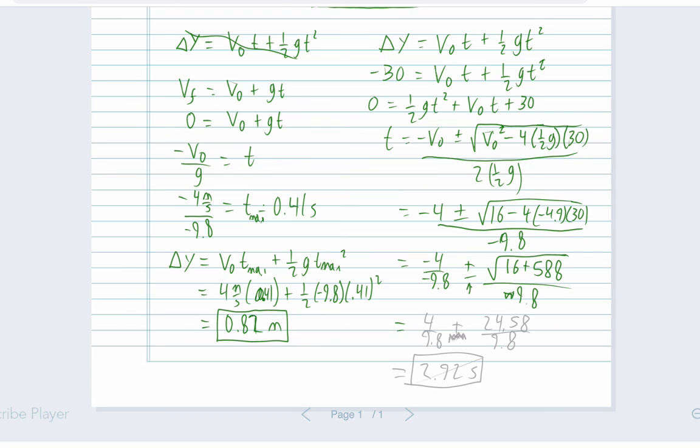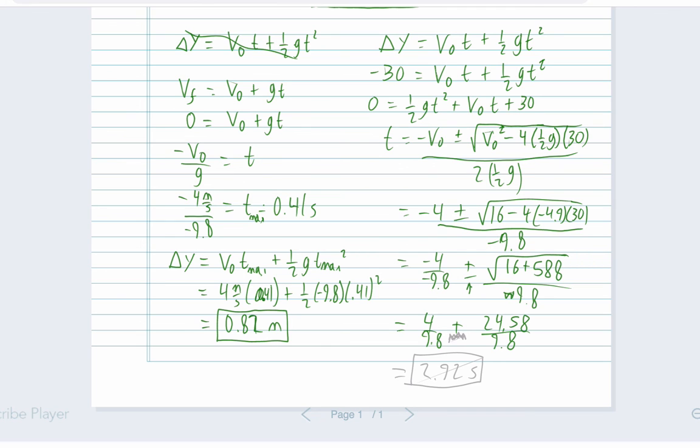So a couple more steps. 16 plus 588 gives us 604. The square root of that is 24.58. So we get 4 over 9.8 plus or minus 24.58 all over 9.8. Okay.